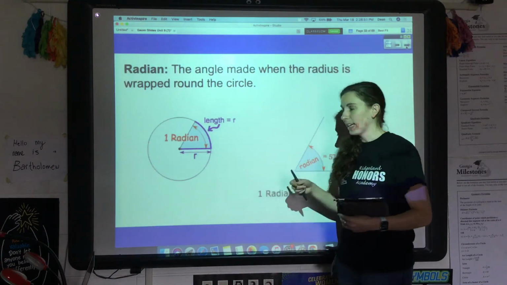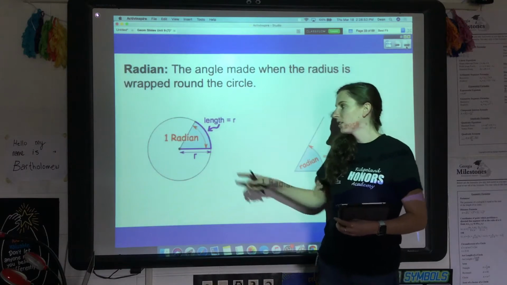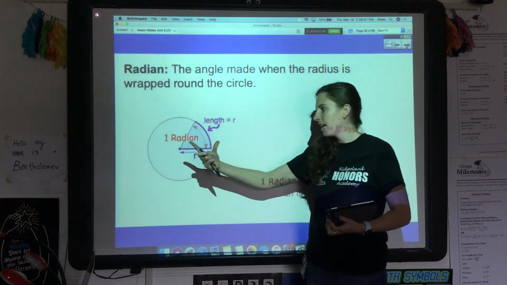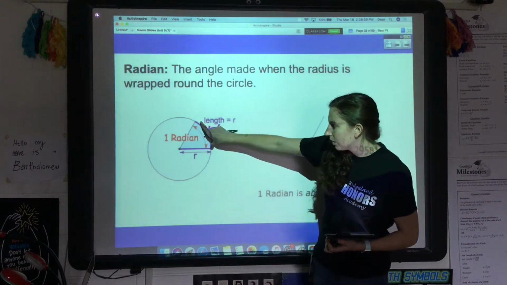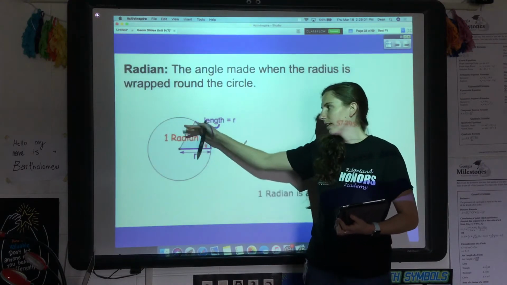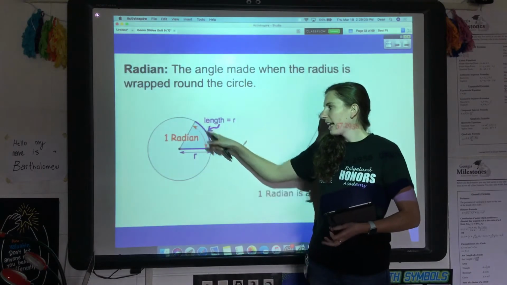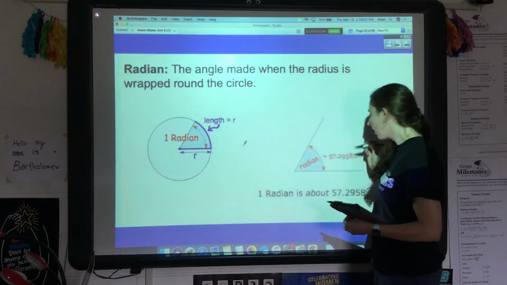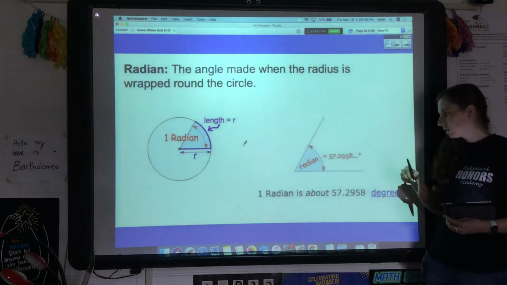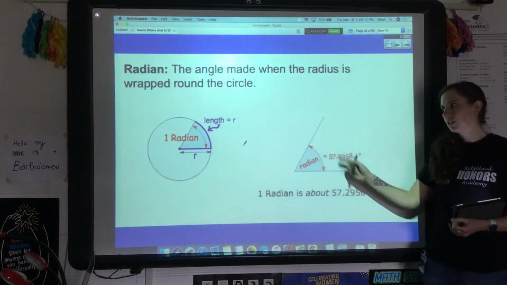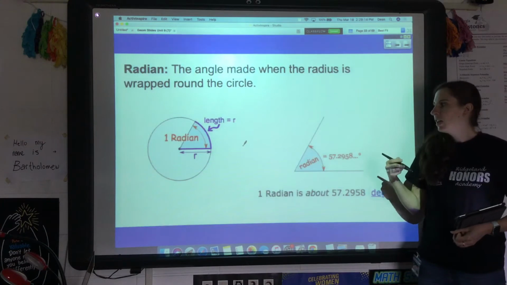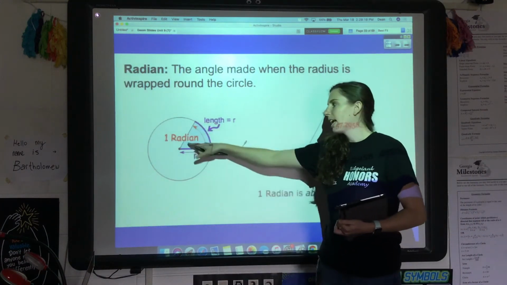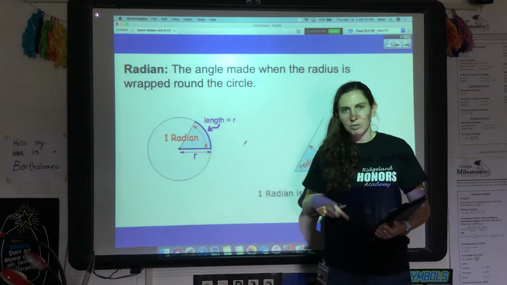So a radian is exactly what it sounds like. It's the radius. If I picked up the radius and laid it across the circle, bent it around the circle, the angle that it creates is 1 radian. It's approximately 57.2958 degrees if you wanted to convert between the two. But again, it's what you get if you pick up the radius and wrap it around the circle. The angle that creates is 1 radian.